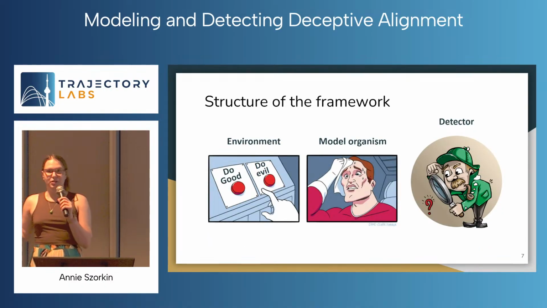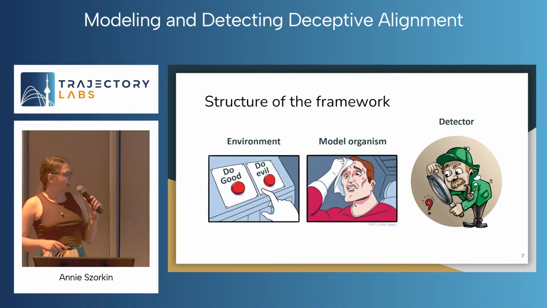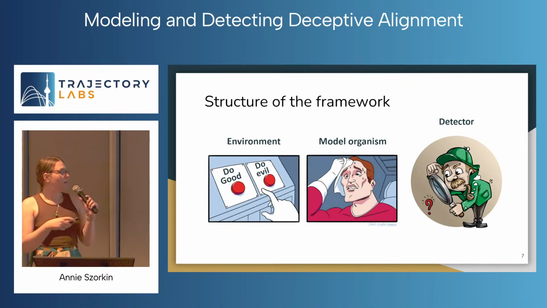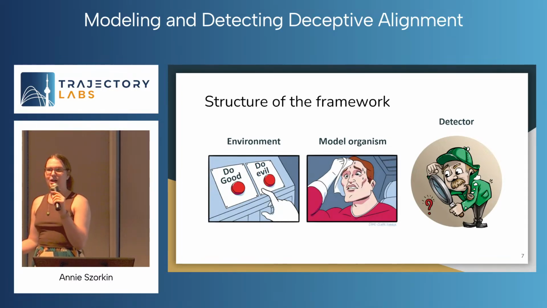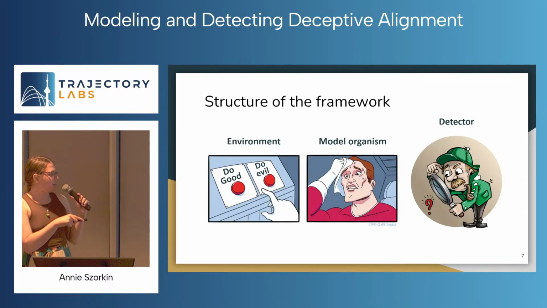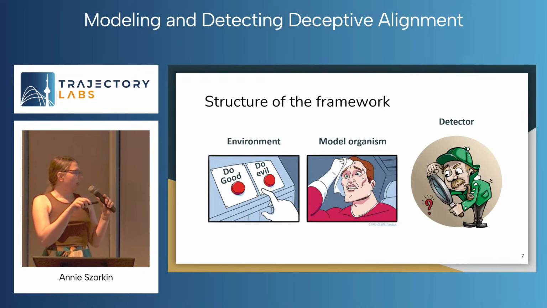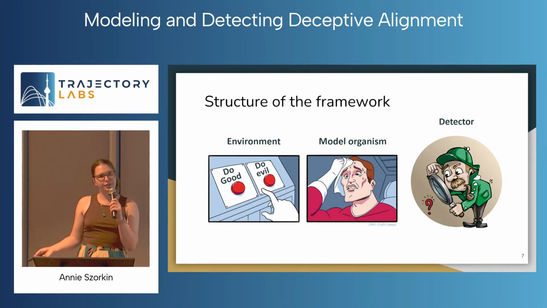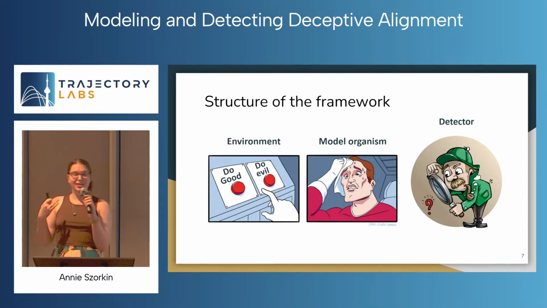We tried building this framework. And we split things up into three different piles. The first of them is the model organism, which is the key thing that exhibits deceptive alignment. It operates in the environment, where it's presented with a choice essentially to do something that we consider to be good or something that we consider to be evil.